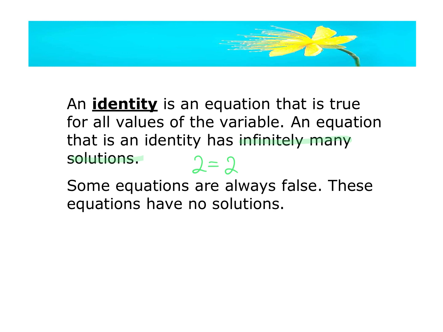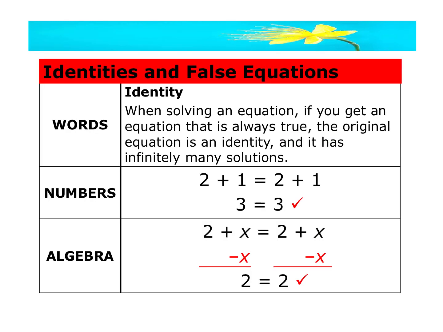For example, in the other one that is always false, we would have something, let's say 0 is equal to 4. Now since 0 is never equal to 4, it's a no solution. We will go over it in the next couple of examples. This is just an overview so you guys understand how the answers may or may not look. So, identities and false equations.